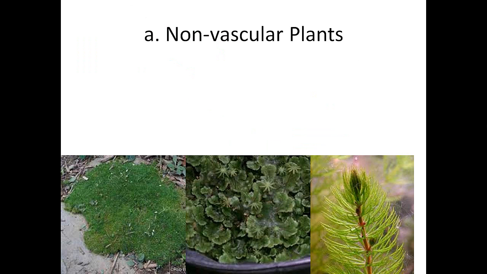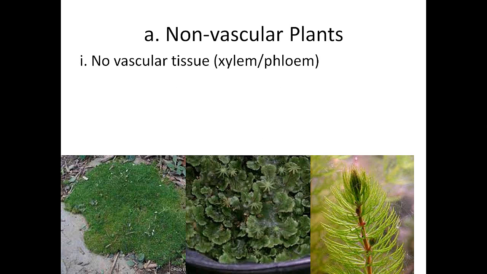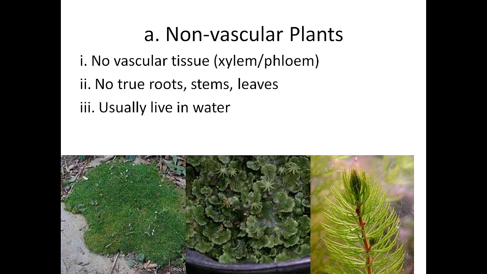Our first category is a non-vascular plant. Vascular tissue means xylem and phloem for transporting food, minerals, and sugars. Non-vascular plants are the most ancestral types of plants that we know of. They don't have roots, stems, or leaves. They might have something that's similar, but they don't have true roots, stems, or leaves. They usually live in water. They're pretty small. Examples, and these are the three pictures at the bottom: mosses, liverworts in the middle, and hornworts on the right.